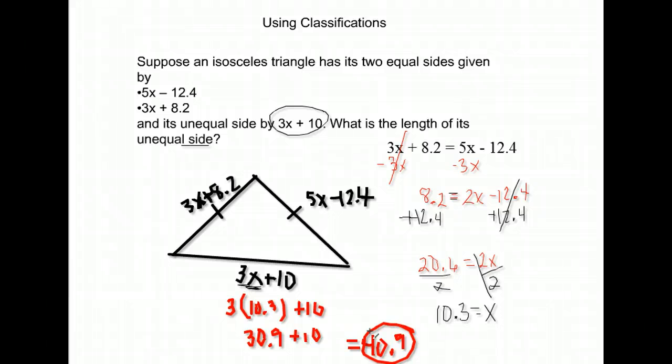So again, they gave us some expressions with x in them. We used the property of an isosceles triangle to set up an equation, and then we solved it for x and put it back in to find what they were looking for.